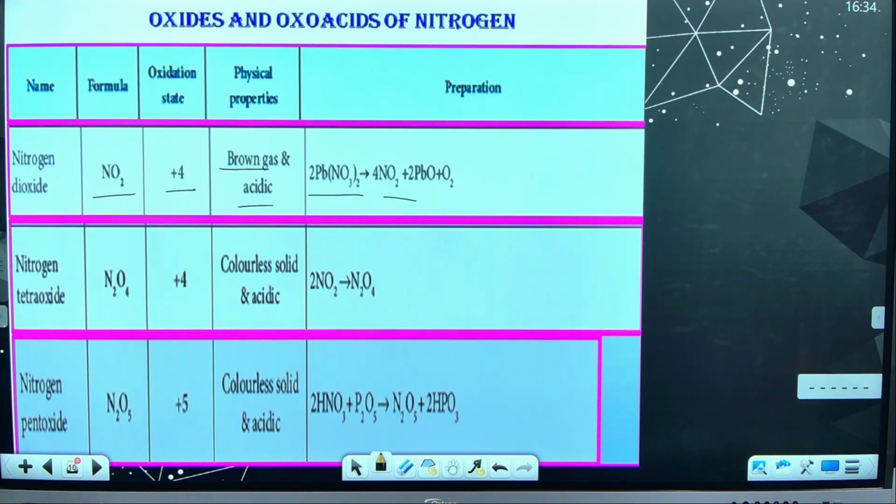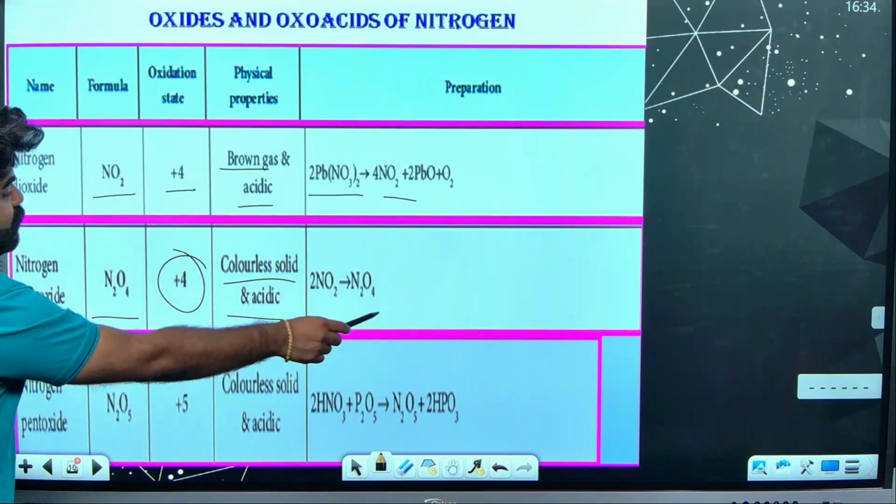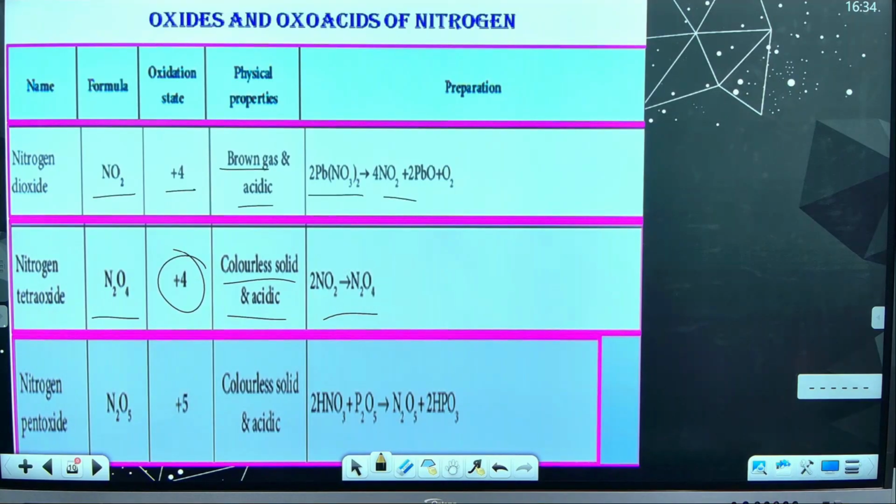Then coming to nitrogen tetroxide, that is N2O4. Here the oxidation state of nitrogen is +4. It is a colorless solid and it is acidic in nature. When you decompose nitrogen dioxide, you get nitrogen tetroxide.